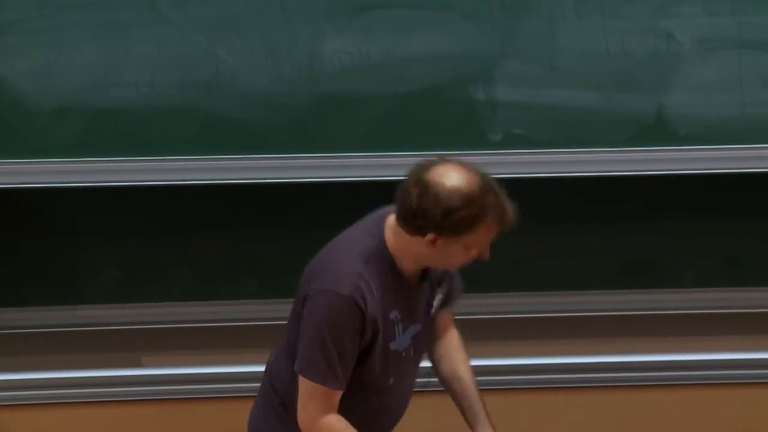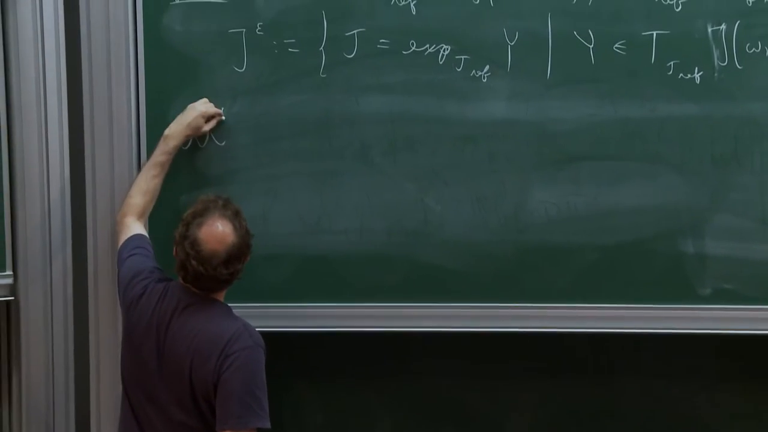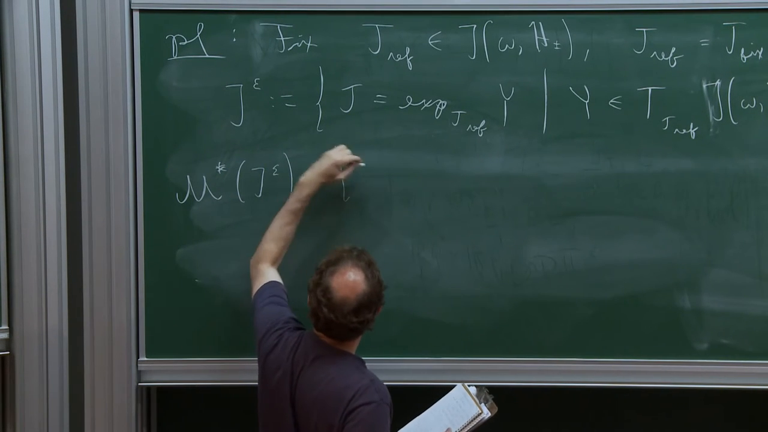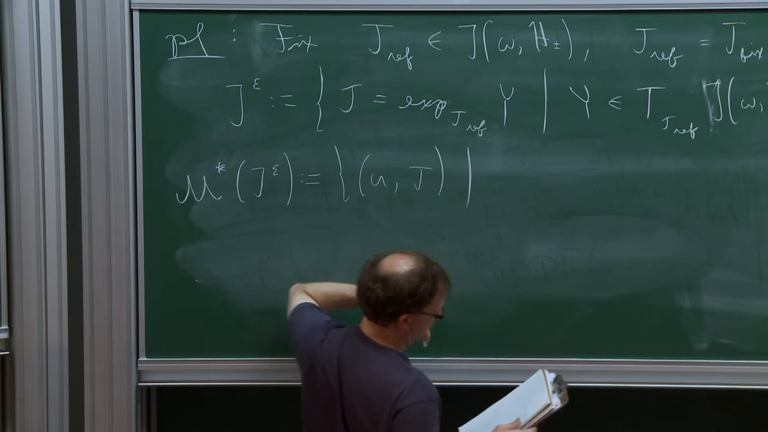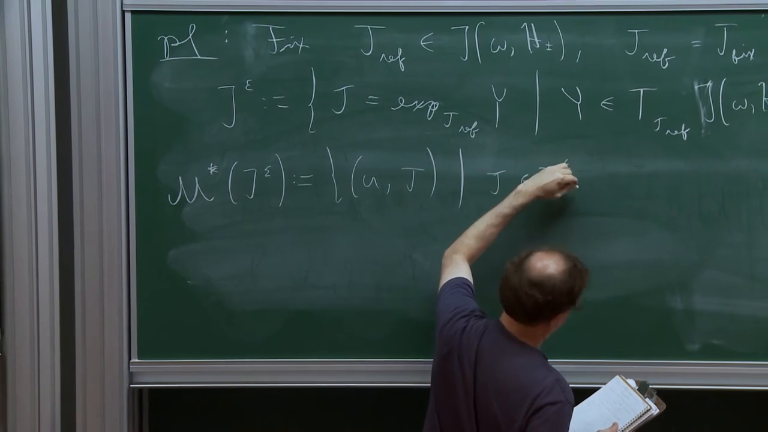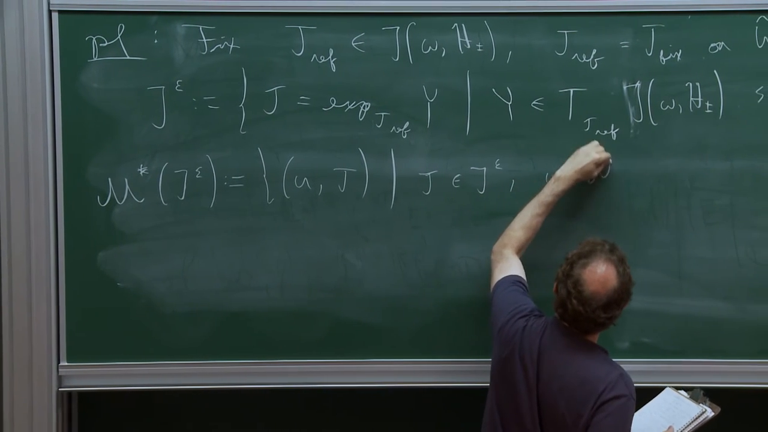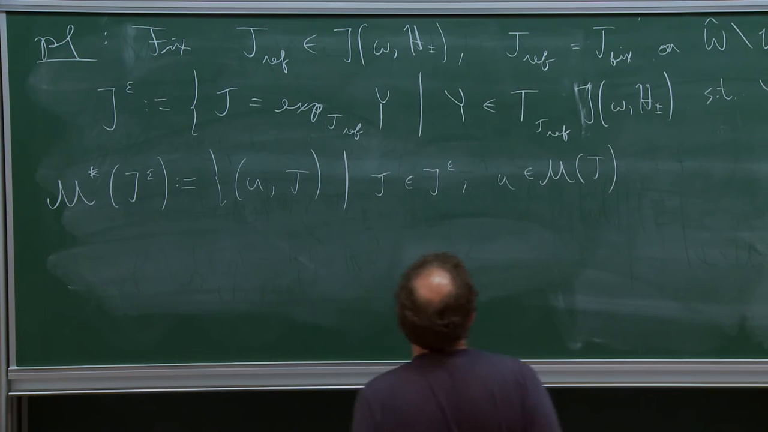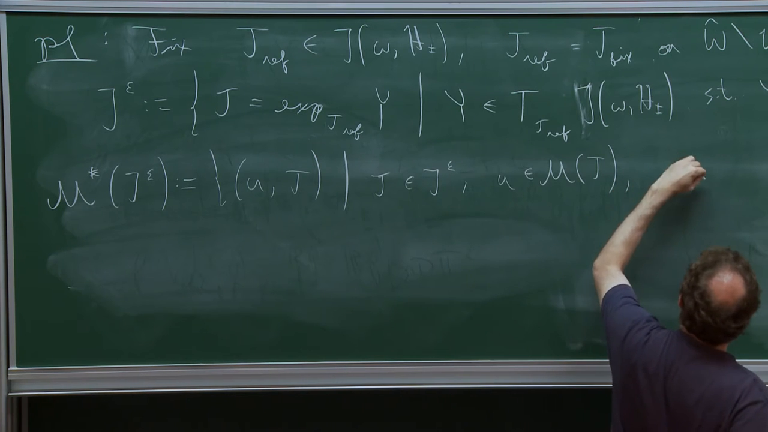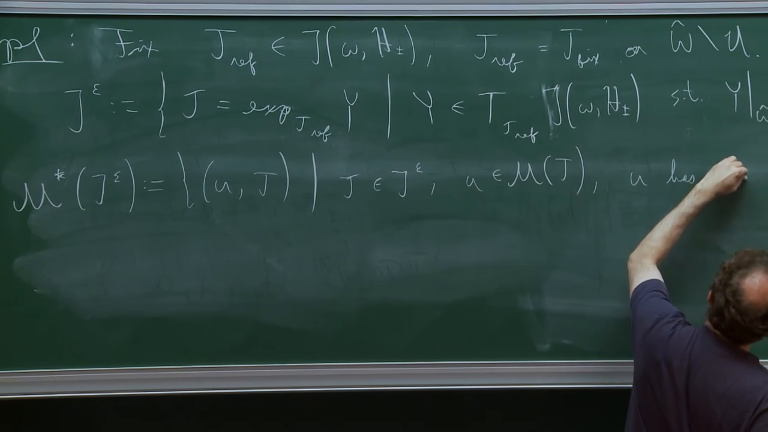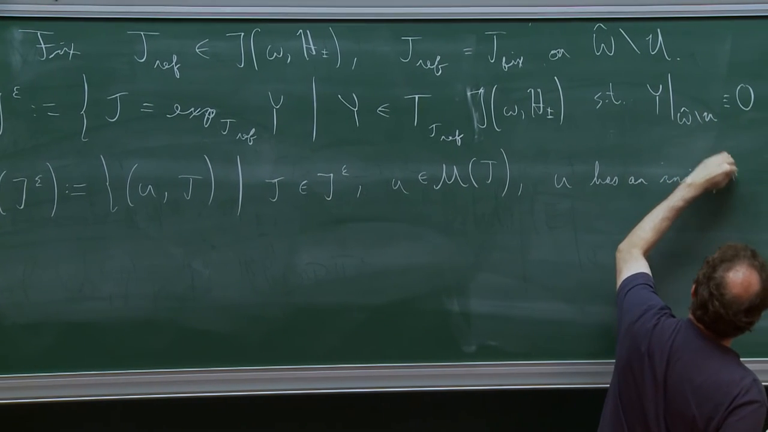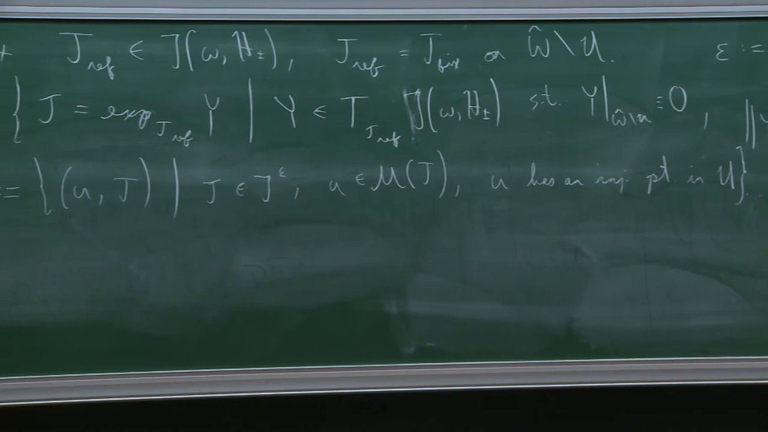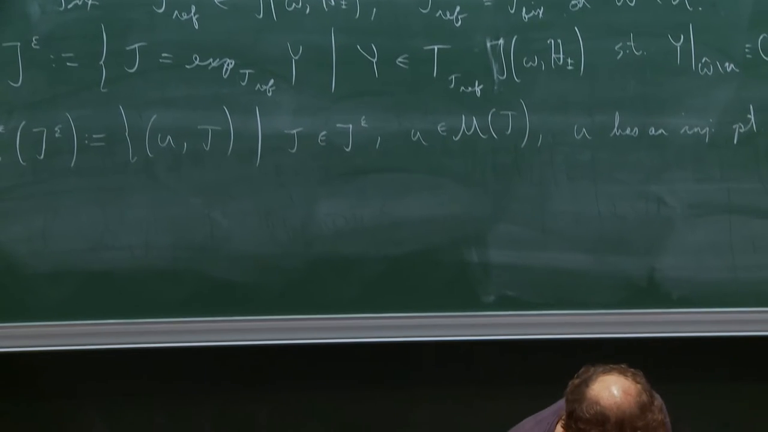Okay. So now, the universal moduli space, M star of J epsilon, is going to be the set of pairs u and J, where J belongs to the J epsilon space, and u is a holomorphic curve for J. And also, I want it to satisfy the extra conditions that u is somewhere injective, namely, u has an injective point mapped to the perturbation domain U. Okay? So that's traditionally called universal moduli space.